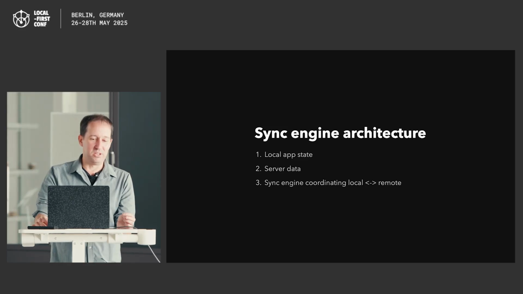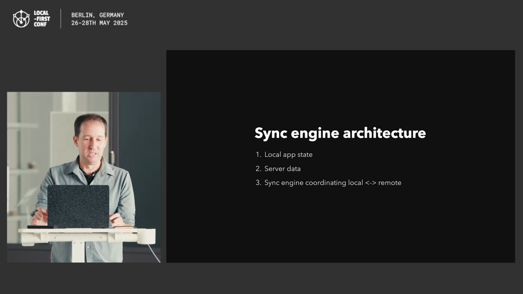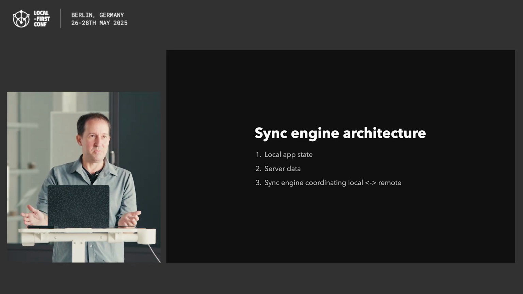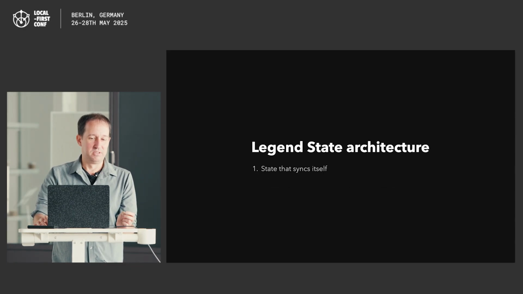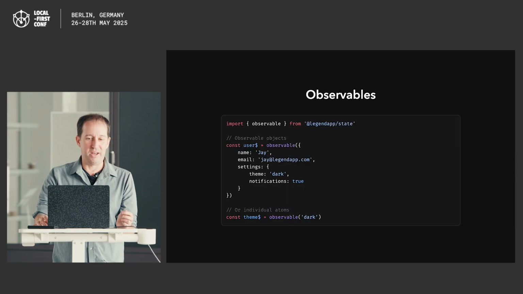So normally when you build a local first app, it means managing three different things. You've got your local app state, you've got your data from the server, you have some kind of a sync engine in the middle somewhere. Sometimes that's its own server. Sometimes you have a bunch of client-side logic. But in Legend State, the state just syncs itself. So let's talk about how that works.